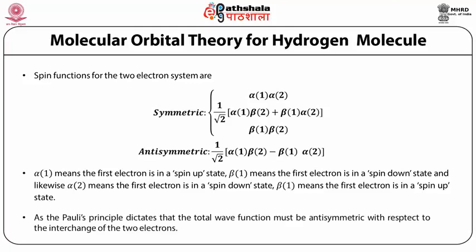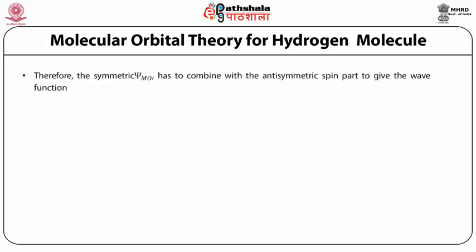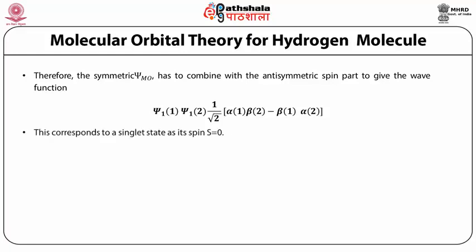Pauli's principle dictates that the total wave function must be antisymmetric with respect to the interchange of the two electrons. Therefore, the symmetric psi MO has to combine with the antisymmetric spin part to give the wave function psi 1(1) psi 1(2) 1 upon root 2 alpha 1 beta 2 minus beta 1 alpha 2. This corresponds to a singlet state as its spin S is equal to 0.